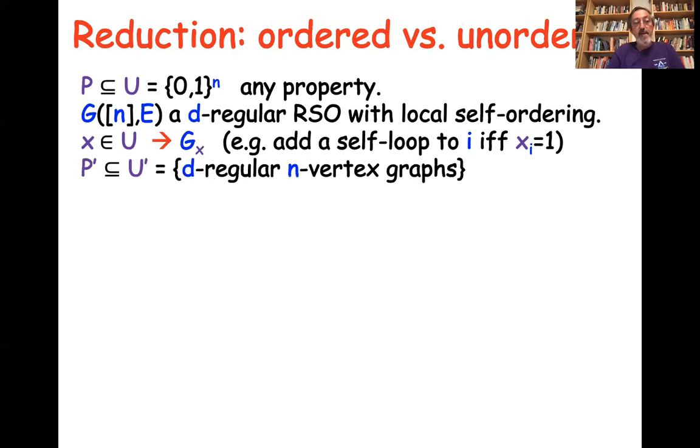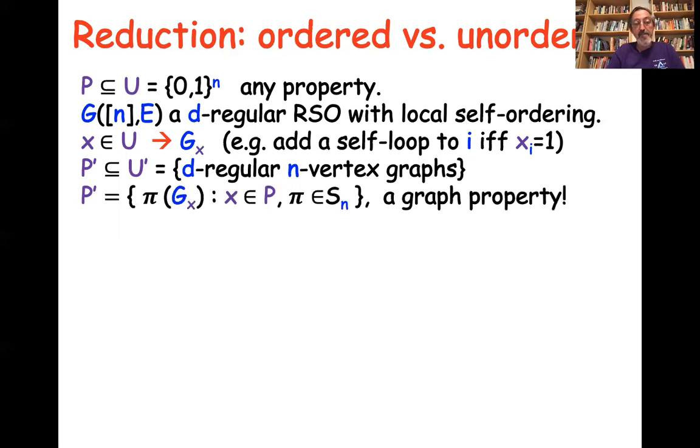Now we can define a new property P prime, which is a subset of U prime, the universe, which is all irregular and vertex graphs. The property P prime is the obvious one. We simply take all X which have the property in P. We construct G sub X, and then we take all the permutations of this graph G sub X, because we want the result to be a graph property, not just a property.